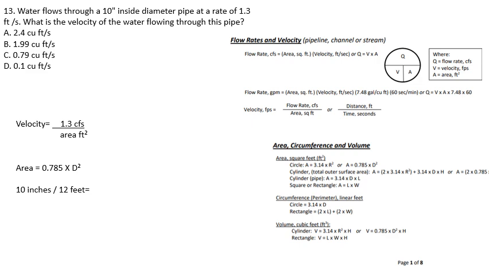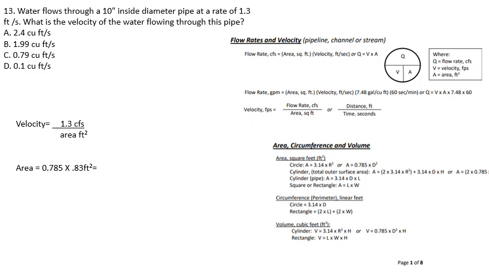Said gave you 10 inches. It's going to be square feet. Convert the 10 inches to feet. 10 inches divided by 12 inches a foot would have given us 0.83 feet. We're going to square this.